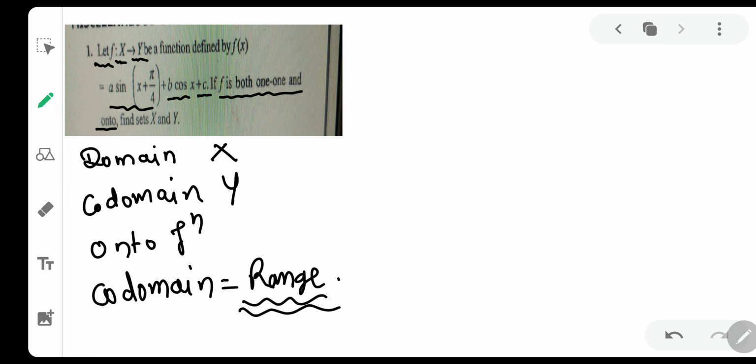Now, moving ahead, how to get the domain? For domain, what will be important? For domain, 1 to 1 concept will be important. Now, 1 to 1 means for one value of x, there will be only one value of y. It shouldn't be like that for two values of x, there is one value of y. I'll explain this in short.